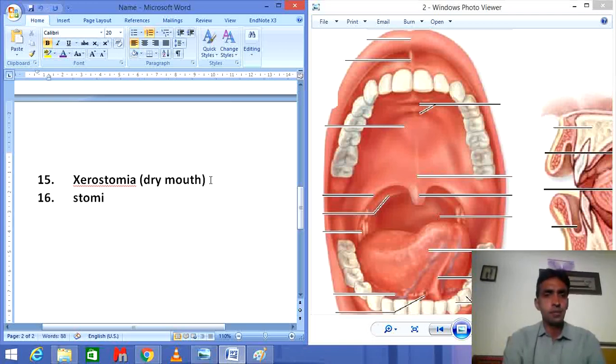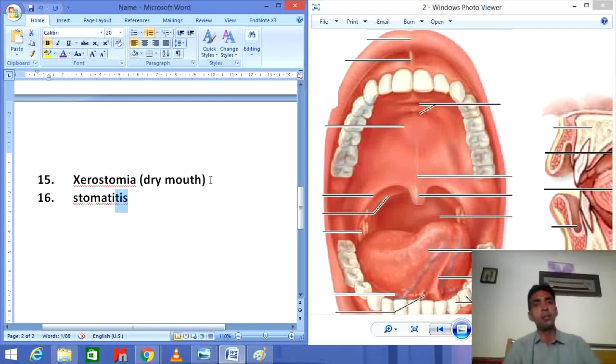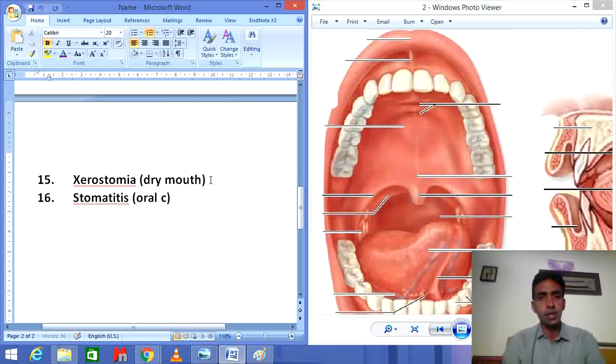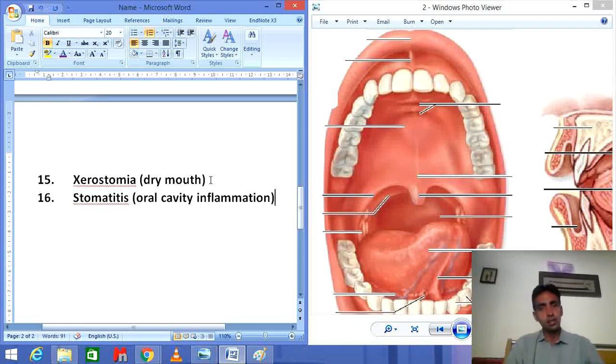Stomatitis. In all terminology where "itis" is there at the end, it means inflammation. So stomatitis is the inflammation of the mouth, of the oral cavity. Inflammation of the oral cavity is called stomatitis.